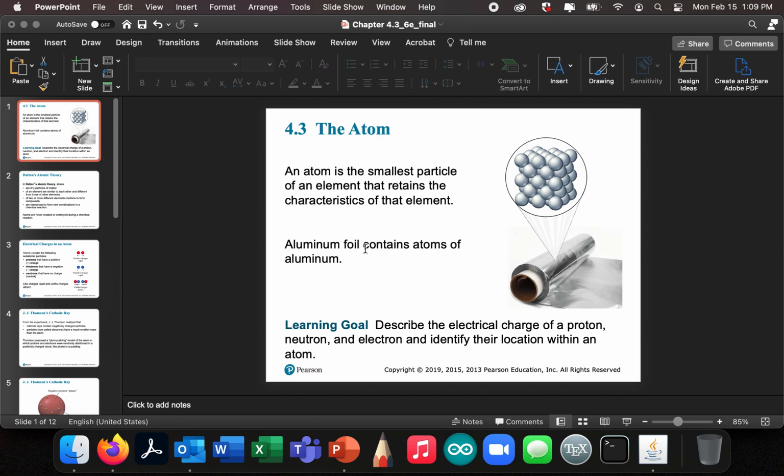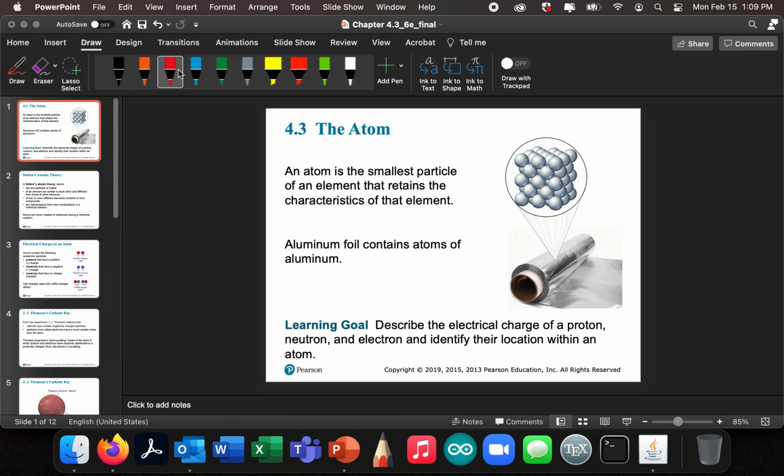Okay, so now I'm going to walk you through the structure of the atom. As we said in previous conversation, an atom is the smallest piece of any element. It's the smallest particle of an element that retains the characteristics of the element, okay? So aluminum foil, here's a picture here, contains atoms of aluminum, right?